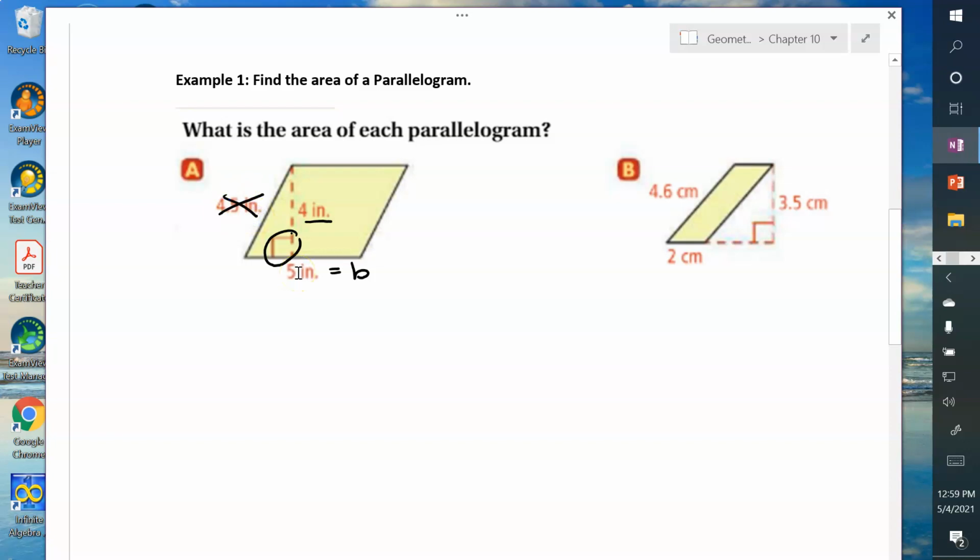So I don't even need that 4.5 inches. And when I go to find the area of this parallelogram, I'm going to do the base times the height, which is going to be 5 inches times 4 inches, and that gives me 20 square inches.